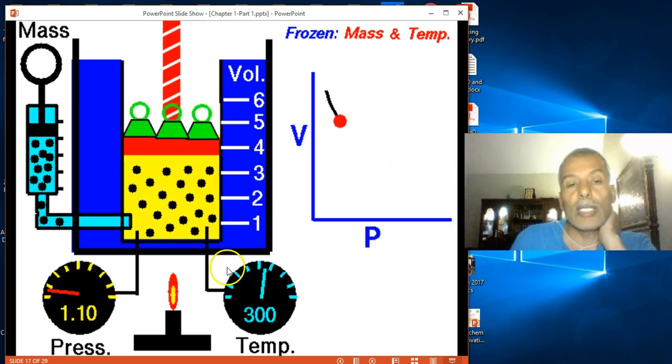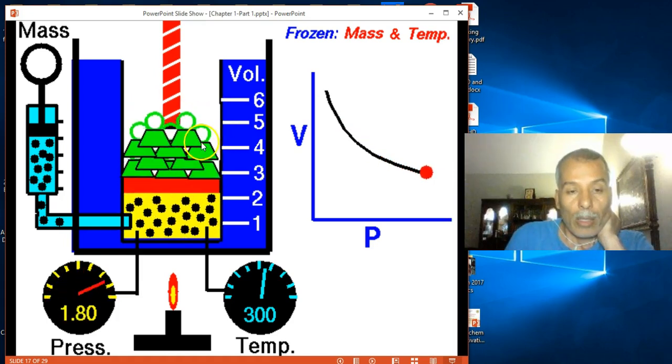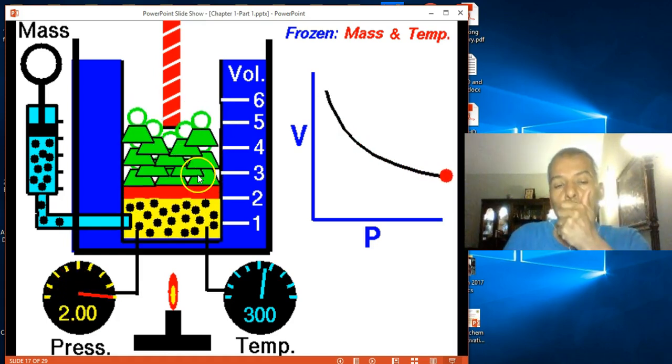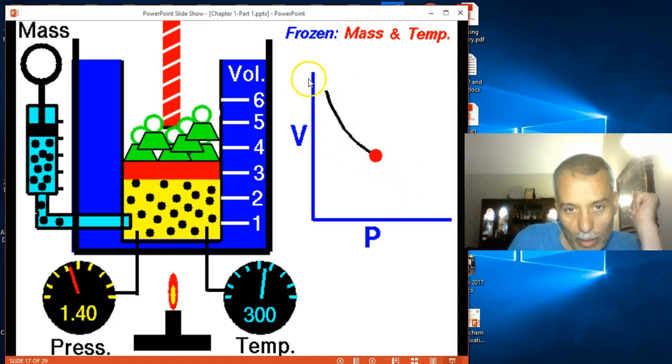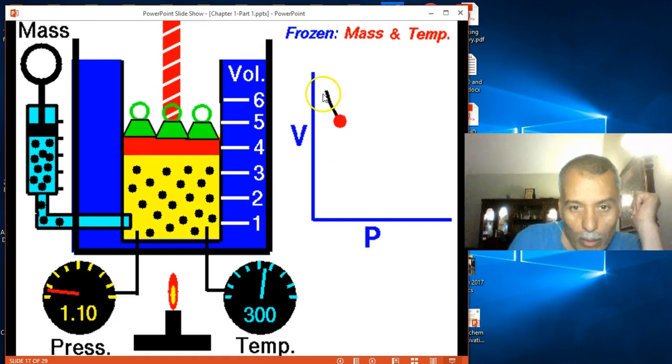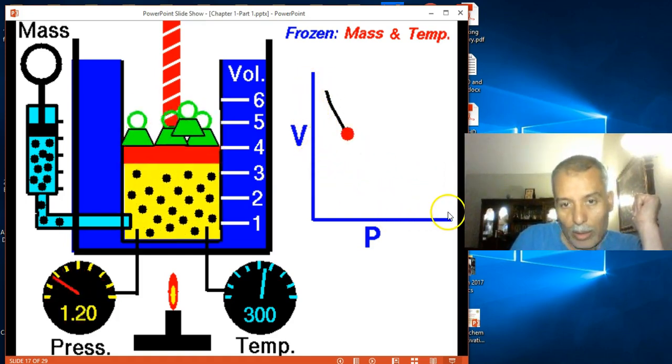So now see it in action. See that inverse relationship. The greater the volume is, the lower the pressure. The lower the volume is, the greater the pressure.